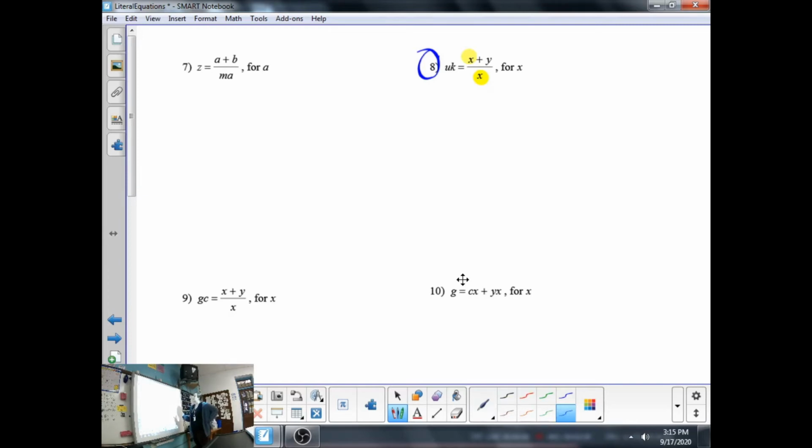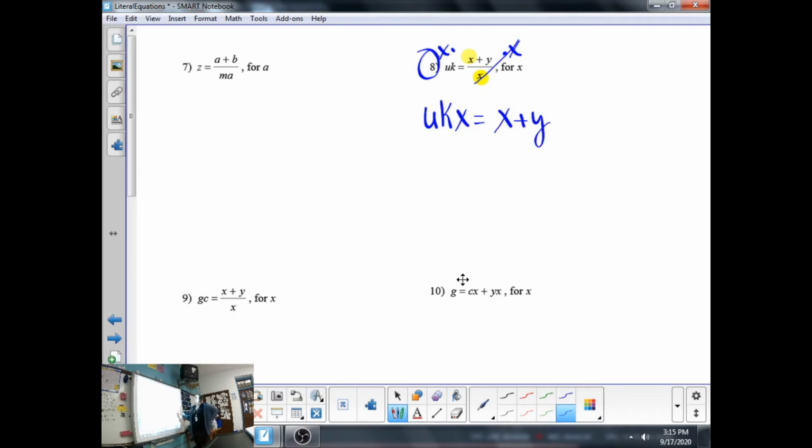With these problems, whenever you have fractions, it's almost always a good idea to eliminate the existence of the fraction if what you're trying to solve for is in that fraction. And since we have an x in the bottom of this fraction, I do want to eliminate that. So I'm going to start off by multiplying both sides by x. So on the left-hand side, I'm going to have ukx equals, and then on the right, x plus y. These x's divide out, so I'm just left with the numerator, which is x plus y.